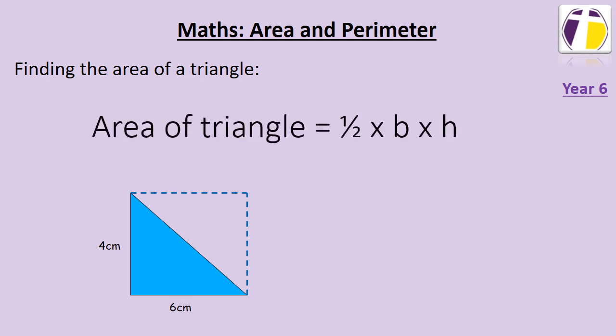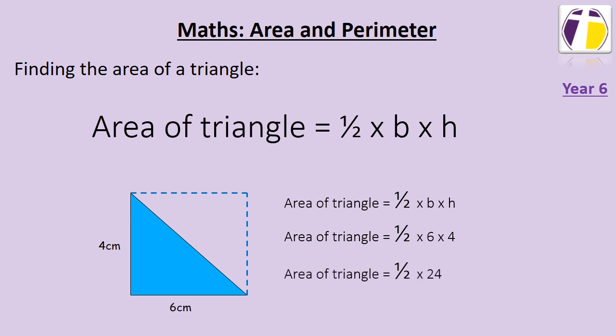So we're using the formula half times base times height. We're actually changing our idea here to base and height based on having a triangle. So with this formula half times base times height, we're actually doing half multiplied by 6 by 4. We know 6 multiplied by 4 is 24, so we're actually doing half of 24, which is 12. So the area of our triangle is 12 centimetres squared.